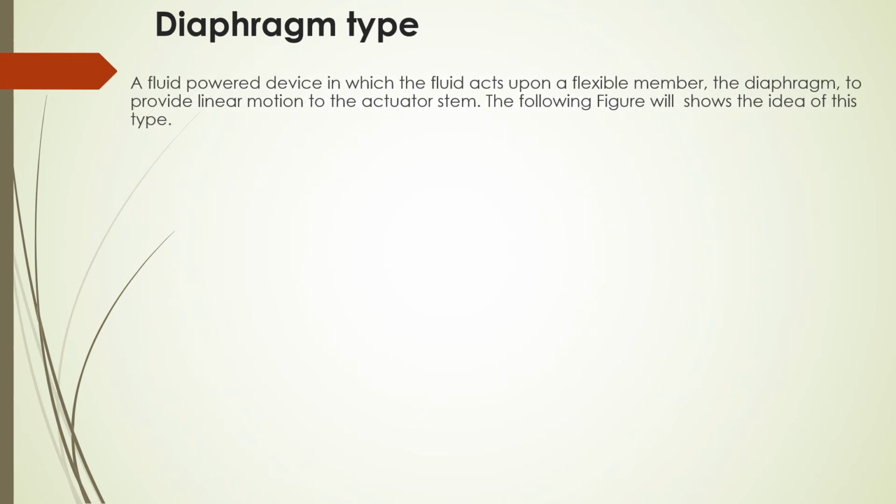Diaphragm type. A fluid powered device in which the fluid acts upon a flexible member, the diaphragm, to provide a linear motion to the actuator stem. The following figure will show the idea of this type.